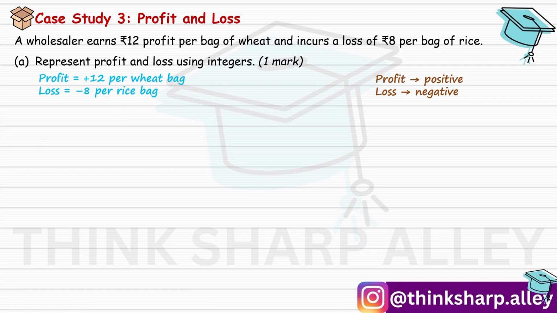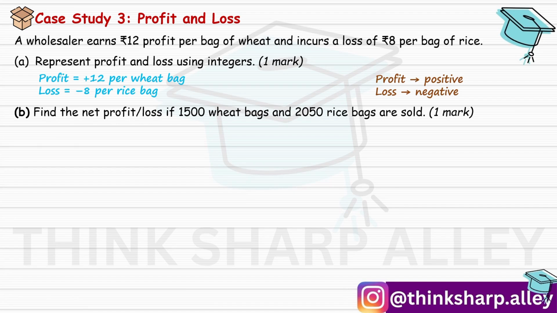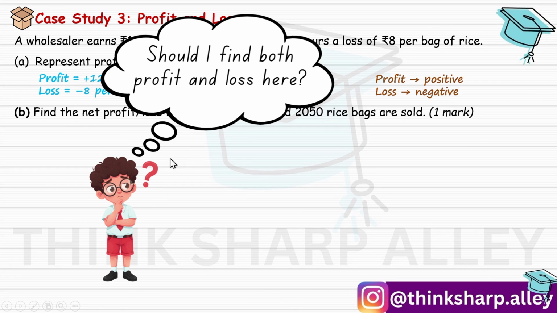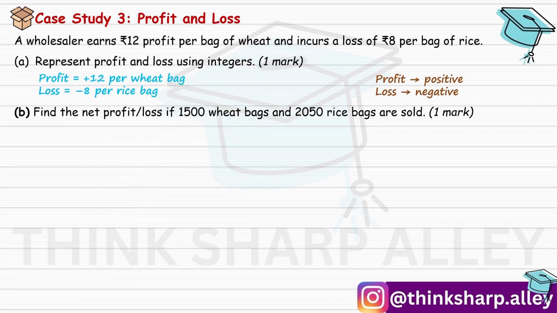Now the second question. Find the net profit or loss if 1500 wheat bags and 2050 rice bags are sold. The question says profit or loss. Many students get confused here and ask, do we find both profit and loss? The answer is no. We always find the final result called net profit or net loss.